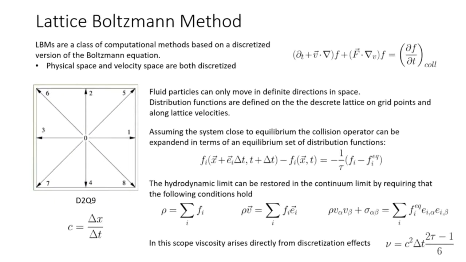Lattice Boltzmann methods are a class of computational methods based on a discretized version of the Boltzmann equation, where both physical and velocity spaces are discretized. So fluid particles can only move in definite directions in space, and you have a distribution function defined on the discrete lattice, on grid points and along lattice velocities. Assuming the system is close to equilibrium, the collision operator can be expanded in terms of an equilibrium set of distribution functions, and this allows you to reduce incredibly the amount of computational power needed to integrate hydrodynamic equations with respect to more common methods like finite difference methods or pseudospectral methods.